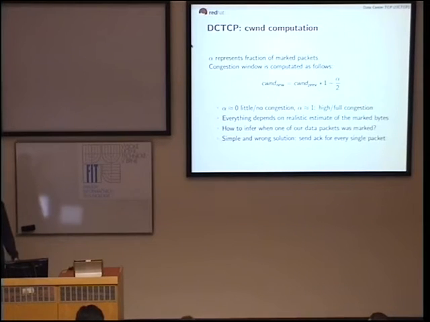So as I already said, alpha represents the fraction of the marked packets. And then the congestion window can be computed simply based on the old one, or the previous congestion window, and the alpha value halved. The effect is that if alpha is close to 0, that basically means you have no congestion, and if it's approaching 1, that means basically that all the packets that you have received are marked and the entire network is congested. All of that depends on the marked bytes.